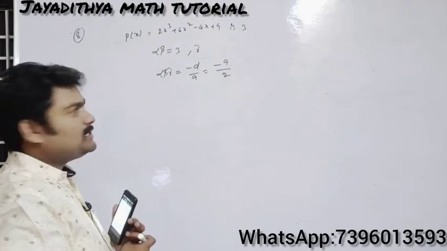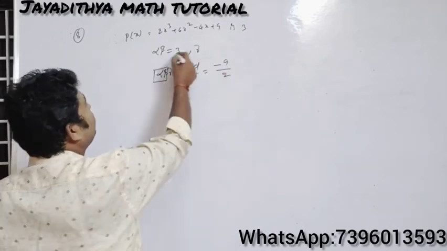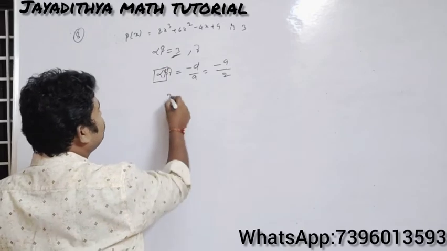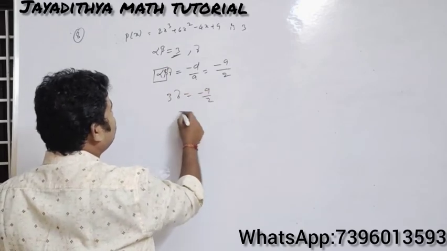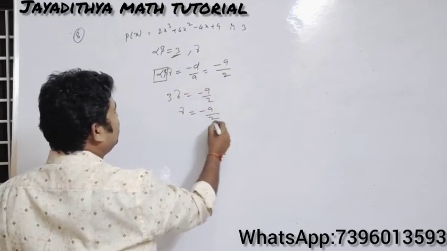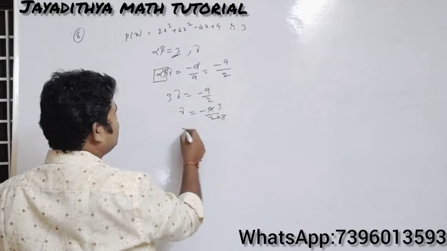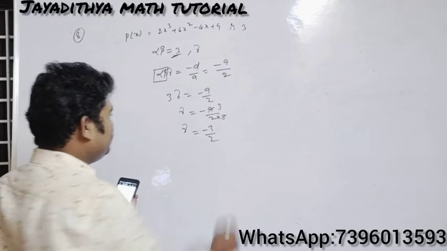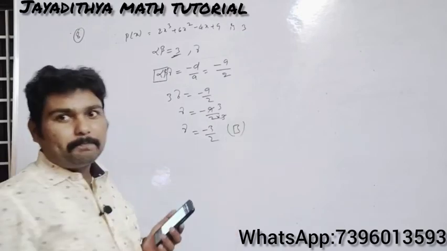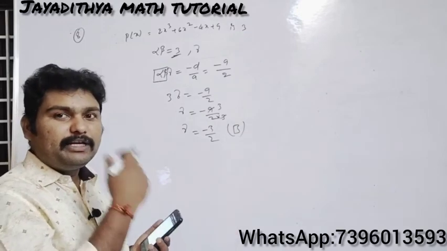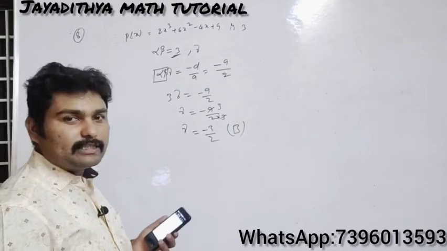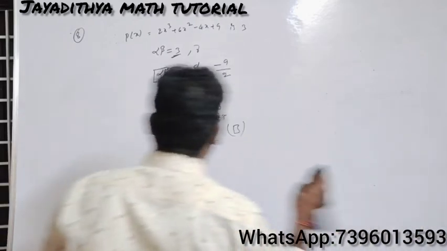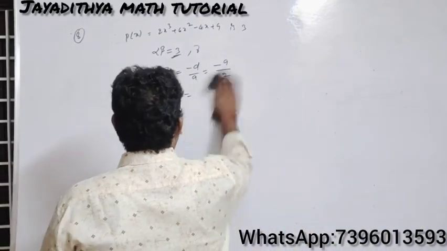That is equal to how much? Minus 9 by 2. And you know the value of alpha beta: 3 here. So 3 gamma is equal to minus 9 by 2, and gamma must be equal to minus 9 by 2 into 3. So what is gamma here? Minus 3 by 2. That is there in your second option, so that is B. Already we have given the question paper in the video starting only. There you see the question correctly. So this is the first question of part B.